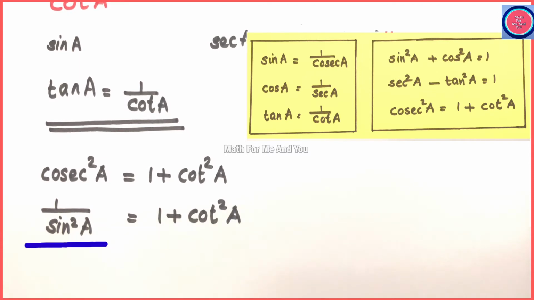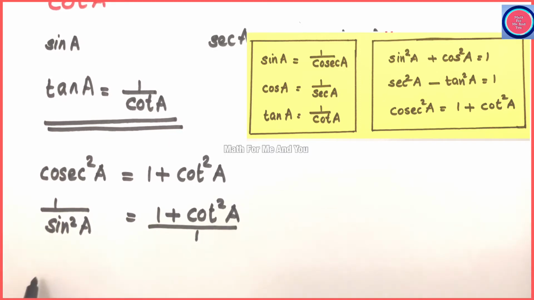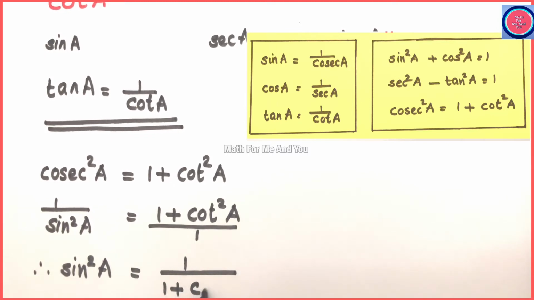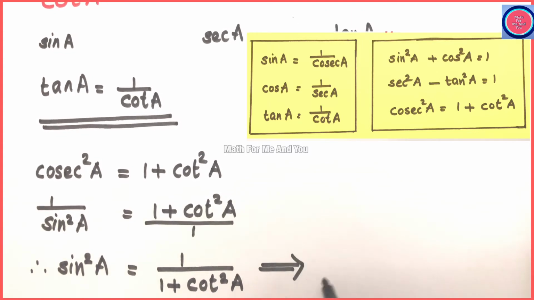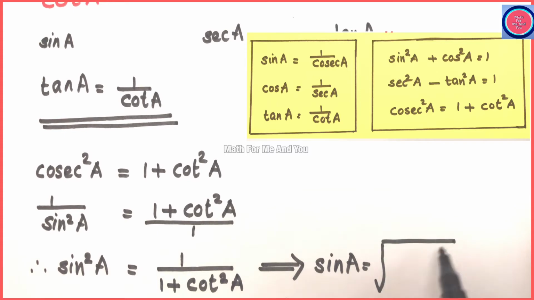See the equation, left side is a fraction. So we can change the right side also as a fraction by giving 1 as denominator. Now take the reciprocal. We get sin square A on the left side. The right side, when we change numerator and denominator, we get 1 divided by 1 plus cot square A. What we need is sin A. To get sin A, take root on both sides. Left side becomes sin A. This is equal to square root of 1 divided by 1 plus cot square A.